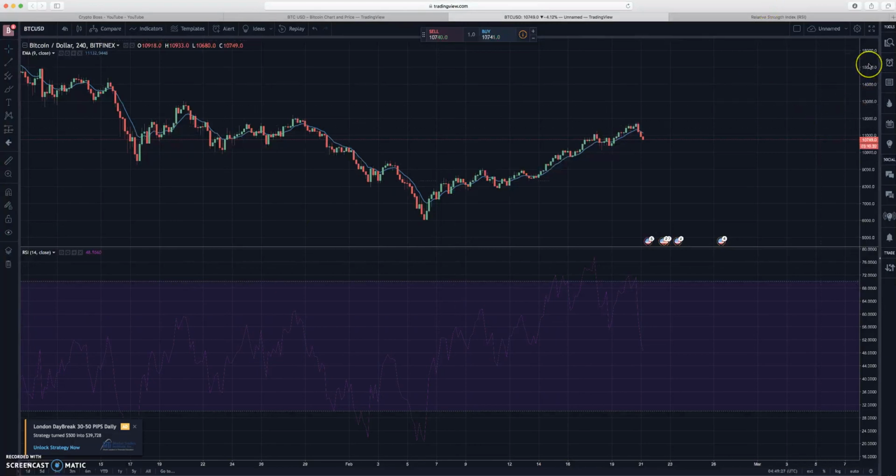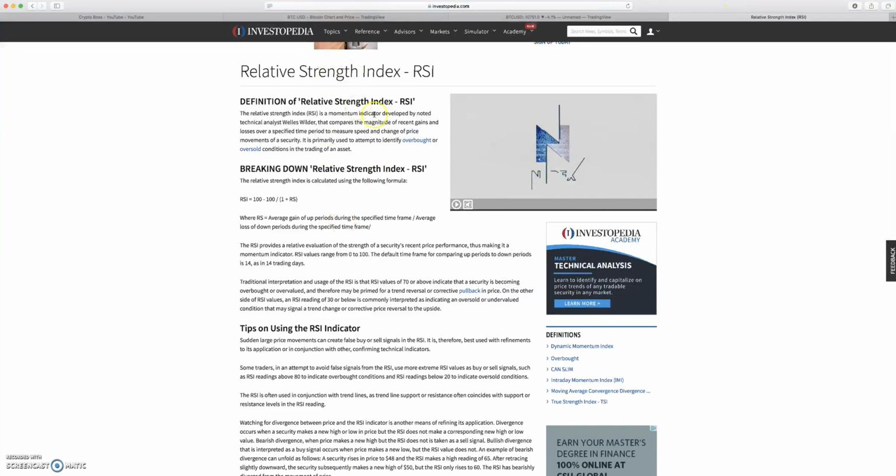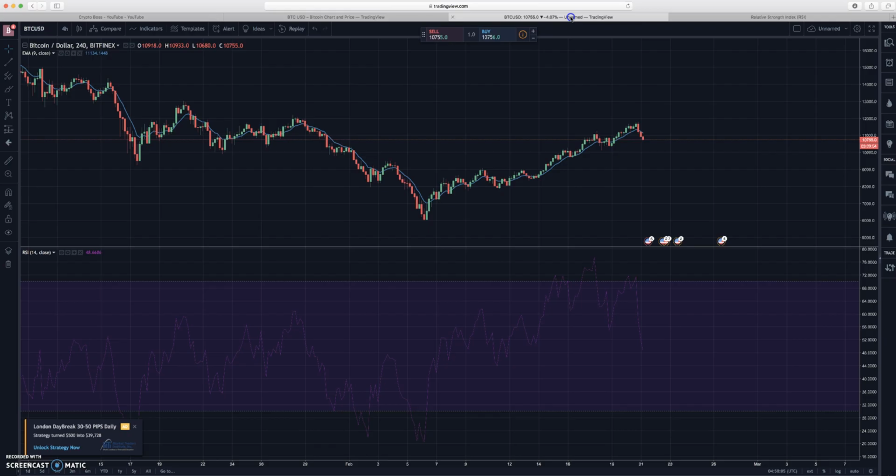I could have done a PowerPoint and made it all fancy and pretty, but I saved myself some time, saved you some headache, and I'm just going to look at a nice one done by Investopedia. So Relative Strength Index is a momentum indicator developed by noted technical analyst Wells Wilder, that compares the magnitude of recent gains and losses over a specified time period to measure the speed and change of price movements of a security. So it's primarily used to identify an overbought or an oversold security, right?